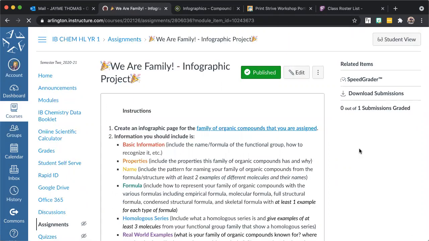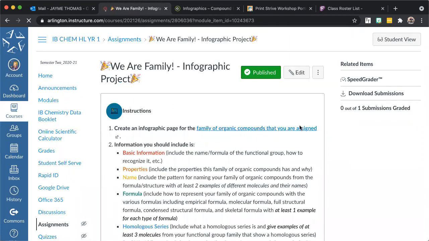Okay. So I'm calling it We Are Family because everybody has been assigned a family of organic compounds. I put everybody's name in an online generator and had it generate you in a random order. Then I went down and assigned the functional groups, or the families. If you click on this link, it'll open the spreadsheet with the list for you to look at, hopefully in just a second.